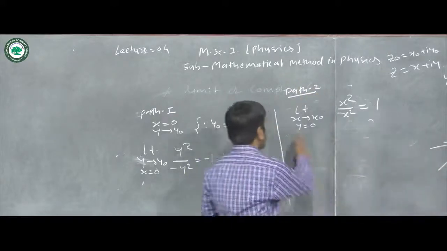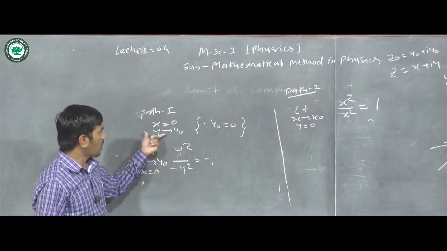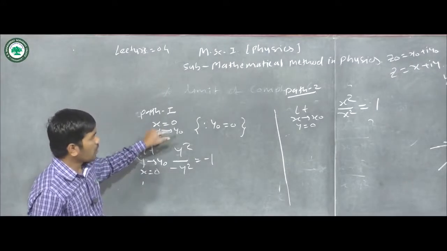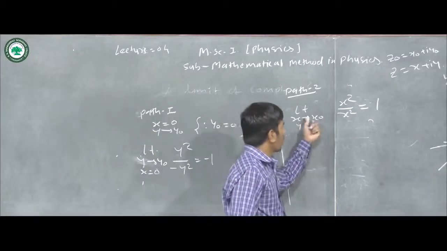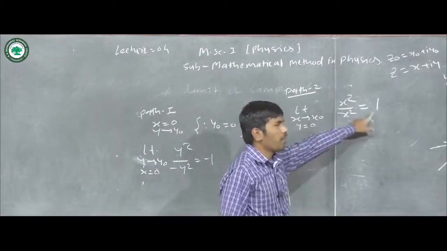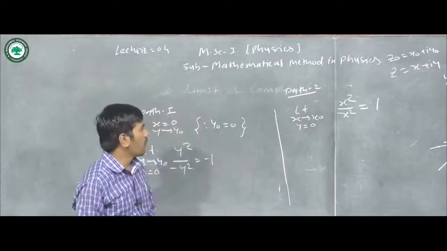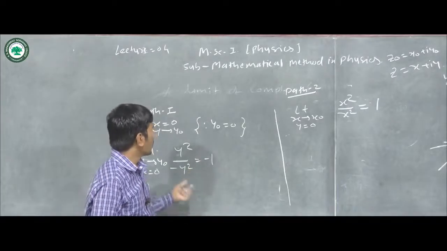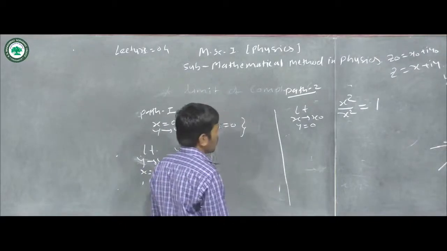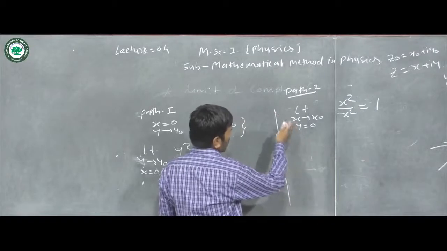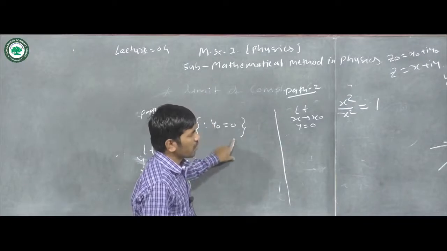We can observe these two results. If we approach by y to y naught, we get minus 1, and when we approach from x to x naught, it is equal to plus 1. So when we approach from different directions, we get different results. So we can say this limit does not exist for this function, and from comparing these two results, the limit does not exist.